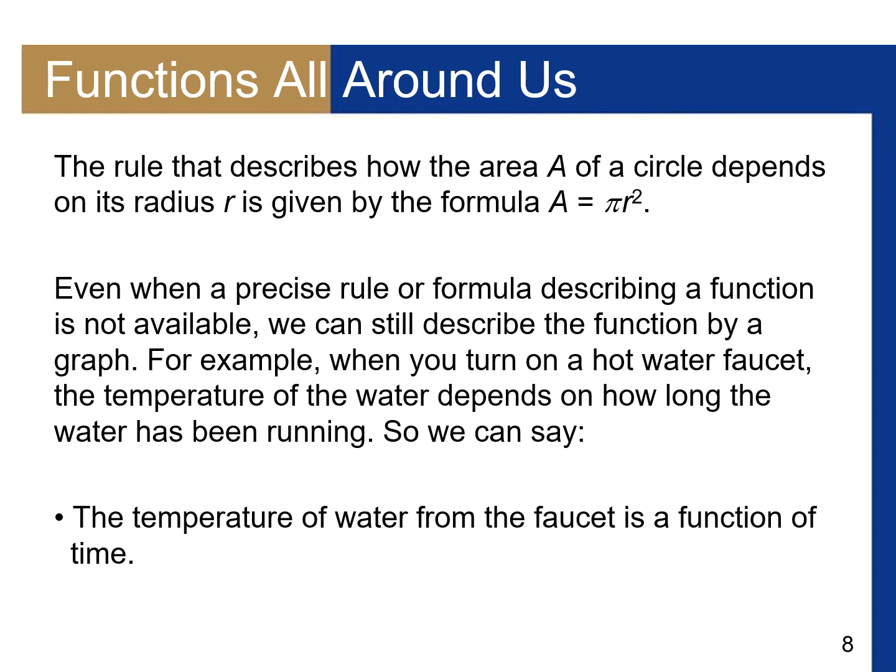A rule that describes how the area A of a circle depends on its radius r is given by A equals pi r squared. Even when a precise rule or formula describing a function is not available, we can still describe the function by a graph. For example, when you turn on a hot water faucet, the temperature depends on how long the water's been running. So we can say the temperature of water from the faucet is a function of time.